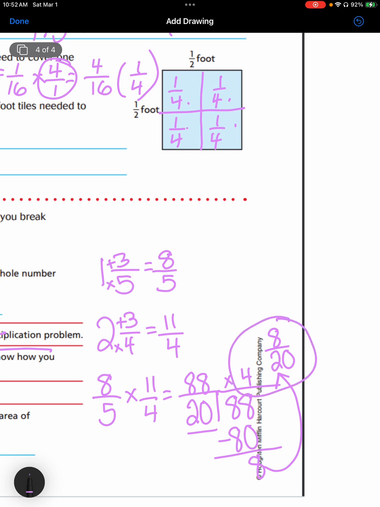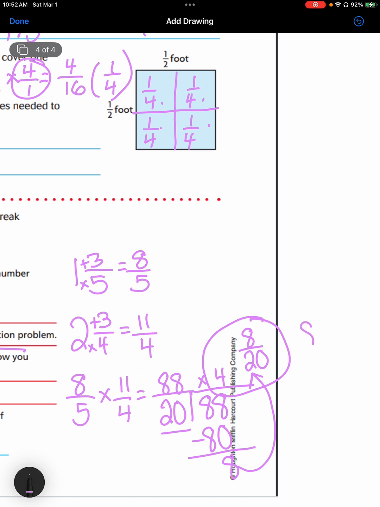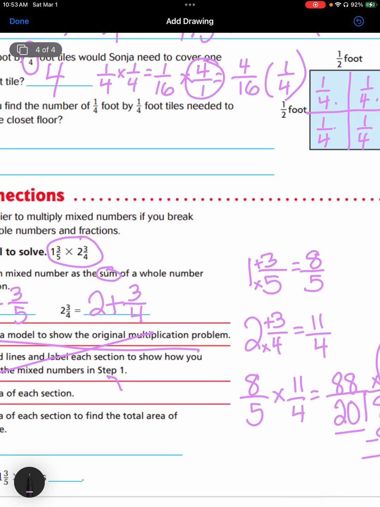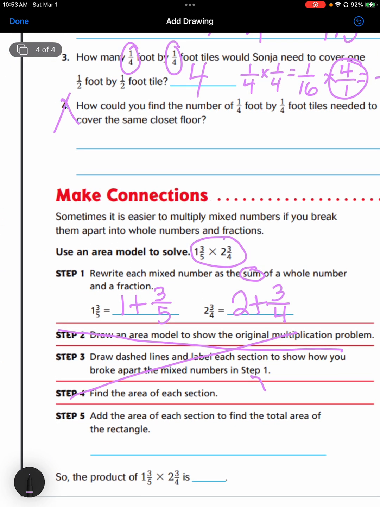Okay, so this is our answer. 8/20 can be simplified since they're both even. So I'm going to divide them both by 4. And I would actually get 2/5 as my reduced and simplest form fraction. So if you put 4 and 8/20, or you could do 4 and 2/5, it's the same answer, just one fraction is more simplified than the other. So that means that our answer here is 4 and 2/5. Or I will also put 4 and 8/20.